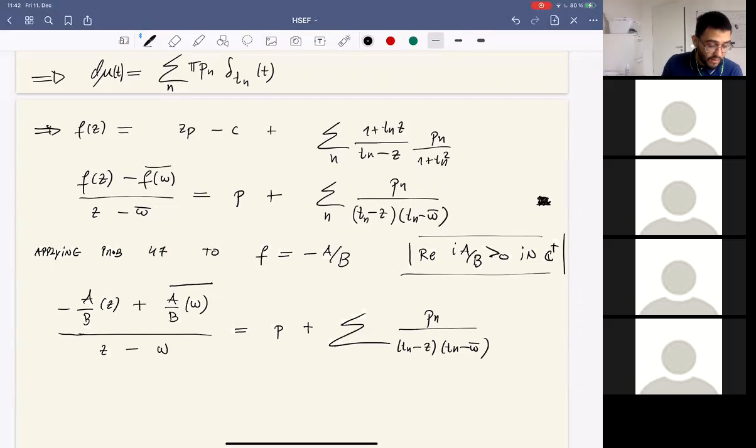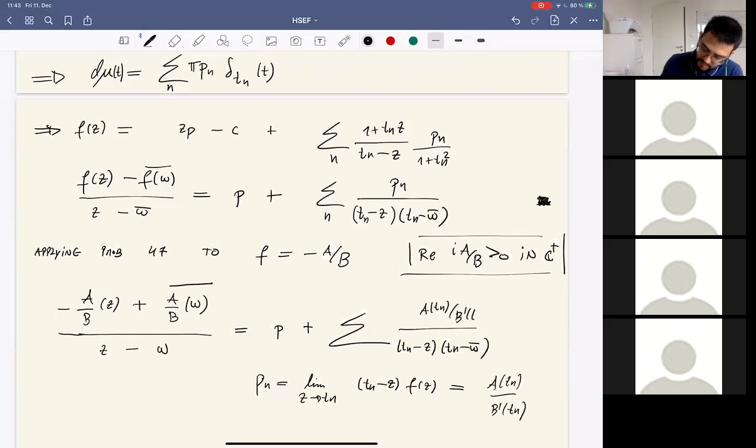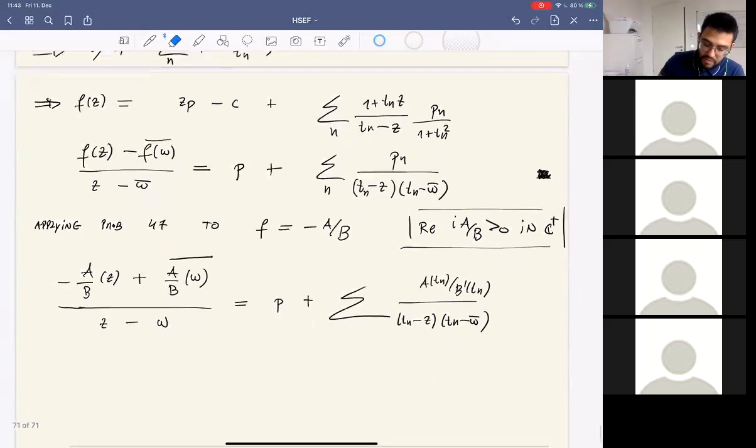The Pn's are the limit of F times Tn minus Z. So the Pn's, let me recall, Pn is the limit, as Z goes to Tn, of Tn minus Z times F of Z, which the way we defined is exactly just E of Tn divided by B prime of Tn. Okay, so let me rewrite this. This is just E of Tn divided by B prime of Tn, for some number B.